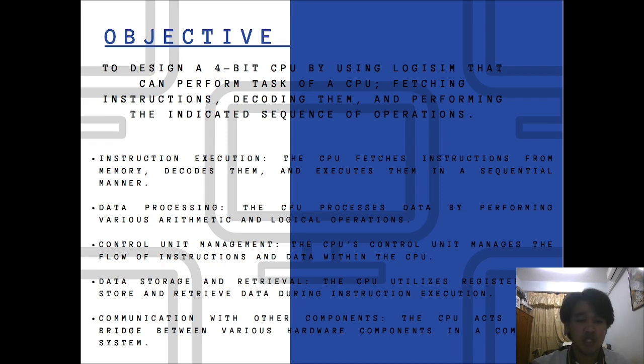Next, control unit management. The CPU's control unit manages the flow of instructions and data within the CPU. For data storage and retrieval, the CPU utilizes registers to store and retrieve data during instruction execution. Next, communication with other components. The CPU acts as a bridge between various hardware components in a computer system.